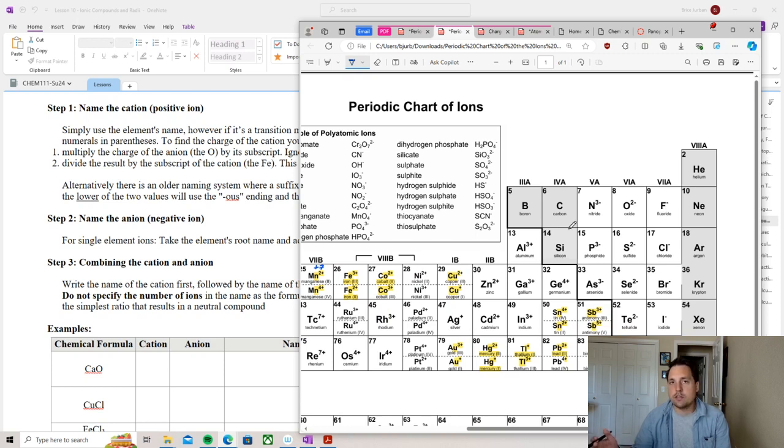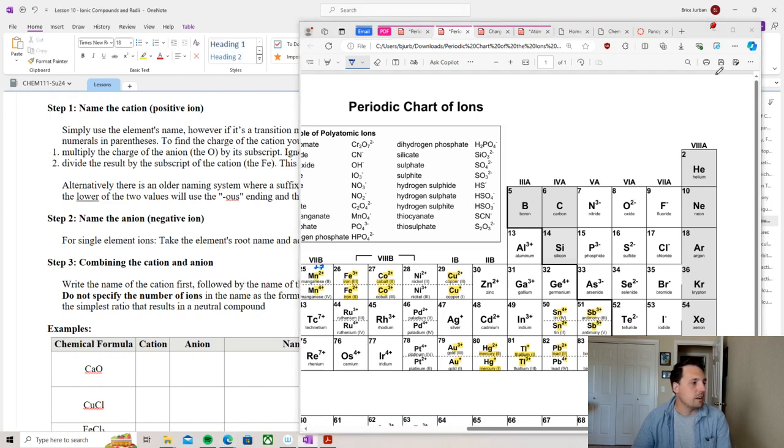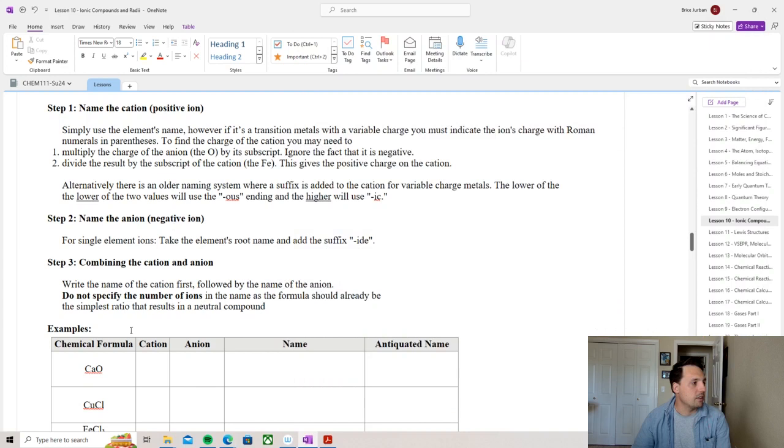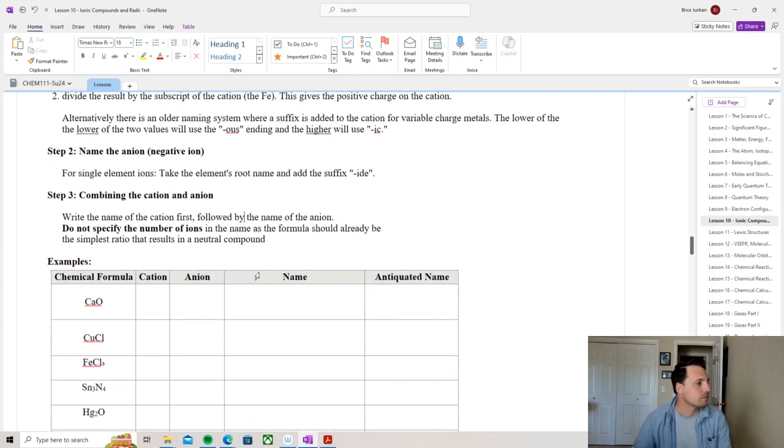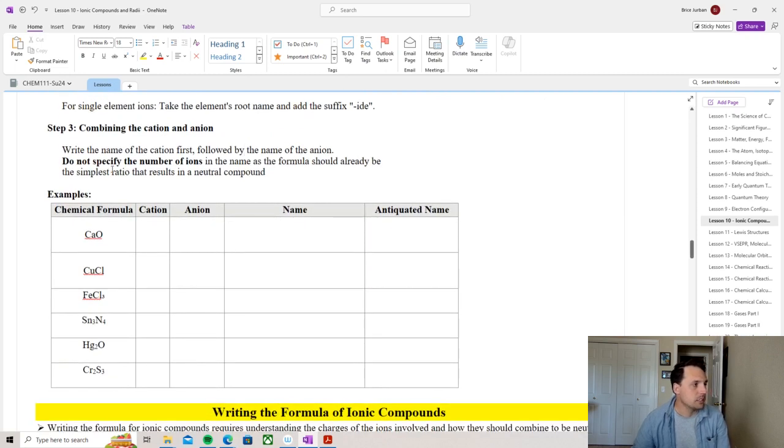Some compounds will form from carbon, and they're called carbides, so that's not on here, but for the most part, we'll use these ones. And then we just combine those two names together to form the name of the compound. We don't want to specify the number of those ions because the name of the formula should already represent that, meaning we don't want to add any prefixes like tetra or tri. Those are reserved for covalent compounds, which we've learned a little bit of how to name already.